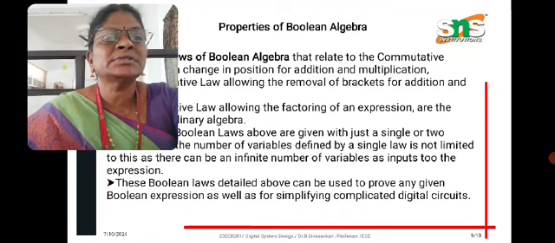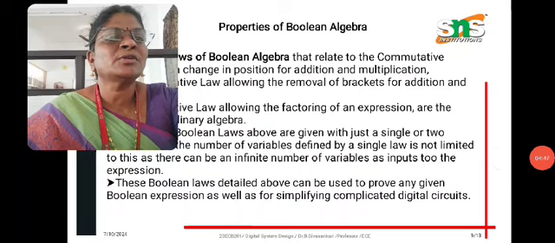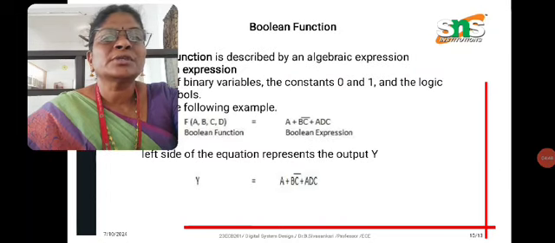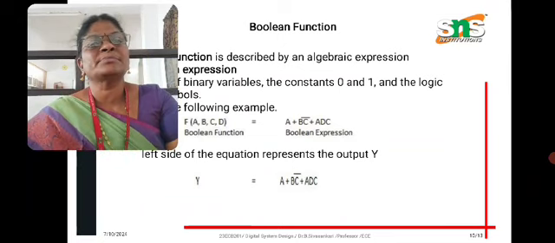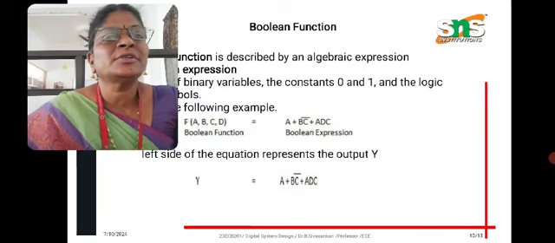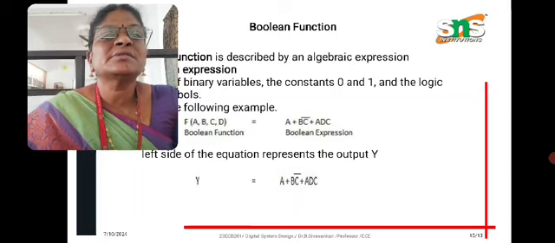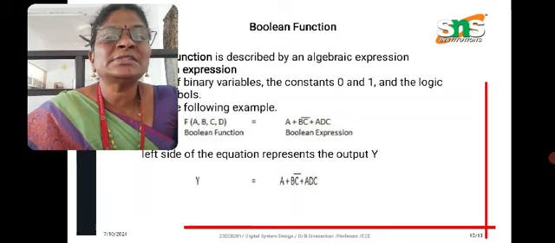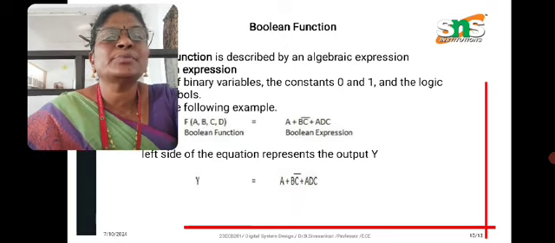These Boolean laws can be used to prove any given Boolean expressions, as well as for simplifying complicated digital circuits. Here we can see some examples, the left hand side and right hand side, with some derivations using binary variables which represent the constants 0 and 1, and the logic symbols. So a Boolean function is equal to a Boolean expression. F of a, b, c, d represents the function, and the right hand side represents the Boolean expression.